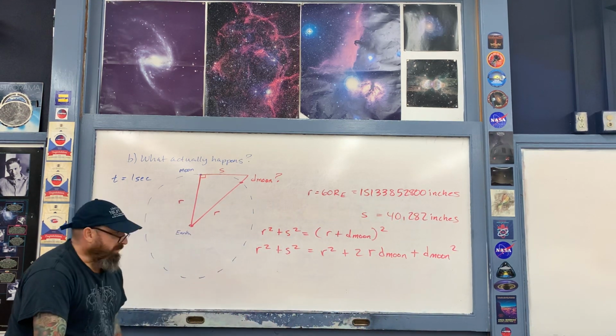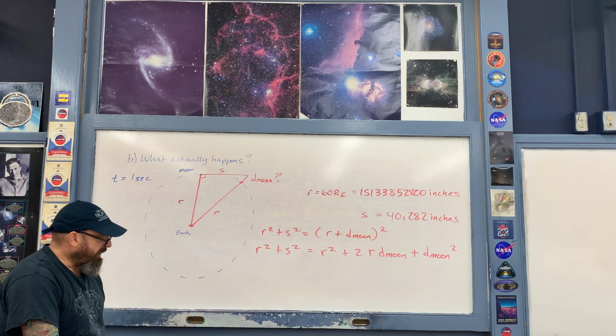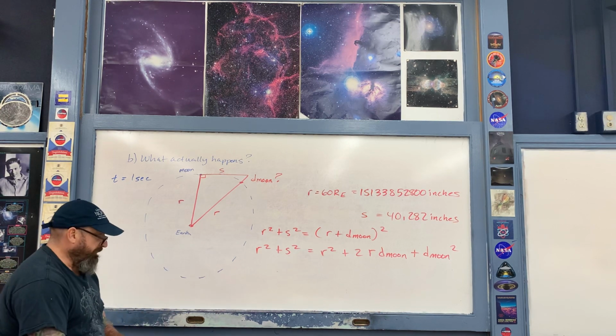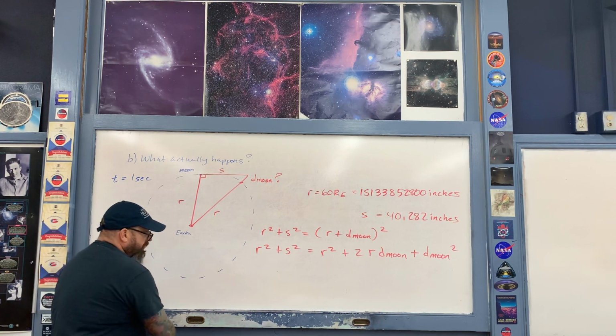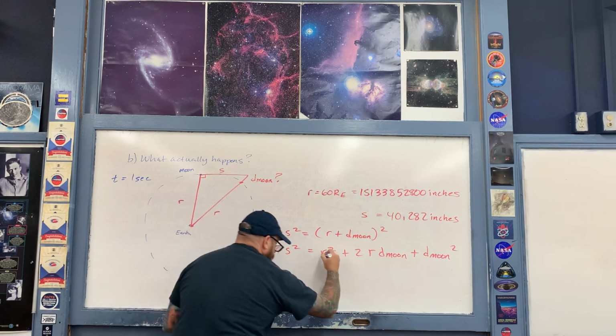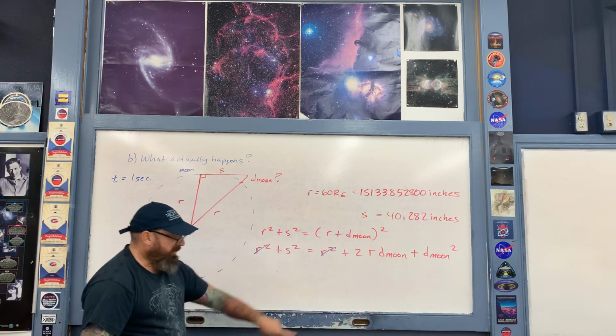Like so. So take a look at that carefully. I just FOILed out the right-hand side. And now let's go ahead and start to simplify. When I simplify here, notice immediately that the r squareds cancel. Like so. And then take a look at this.